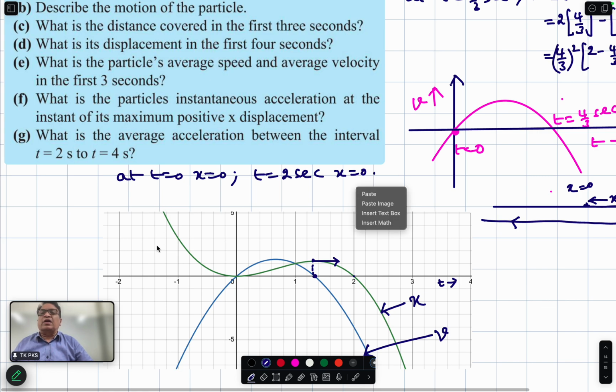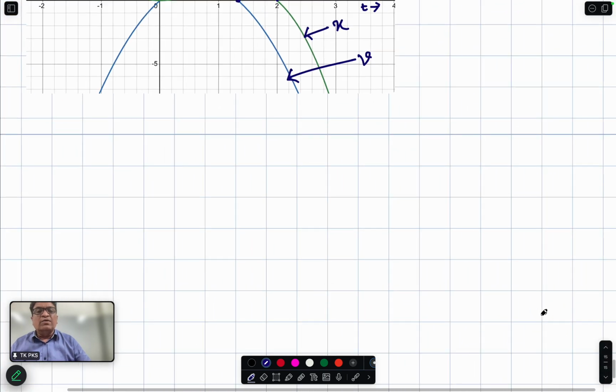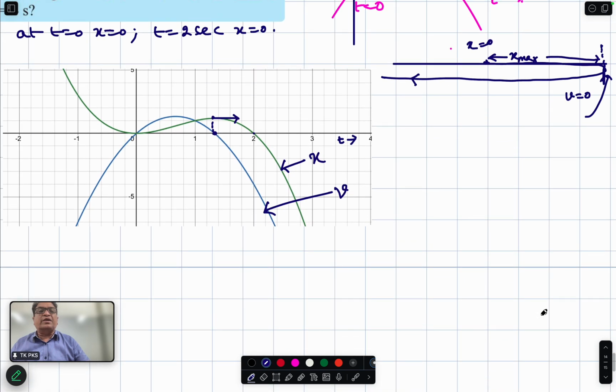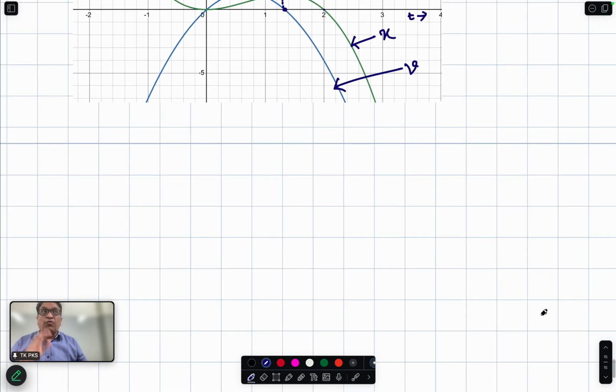Second part is also done. What is the distance covered in the first 3 seconds? Here, in the first 3 seconds, what is the distance covered? Hold on. This is the most important part. Now, when there is a U-turn, identify at what time it is happening.